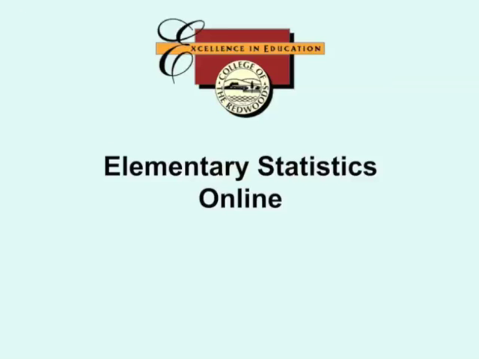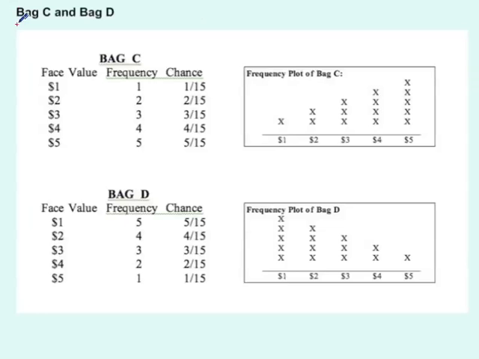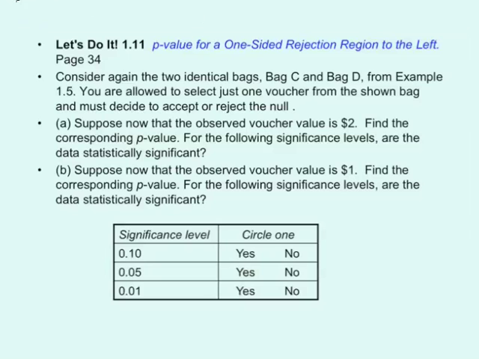Welcome to LDI 111. This LDI is based upon bag C and bag D that we saw back in example 1.5. If you got a chance, you might want to open your book and take a look at example 1.5. If not, you can just keep watching here and make sure you can follow along with what I'm doing. It's on page 34 of our textbook. It's LDI 111, p-value for one-sided rejection region to the left.